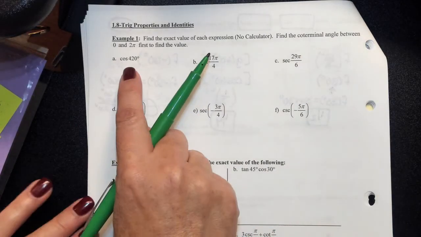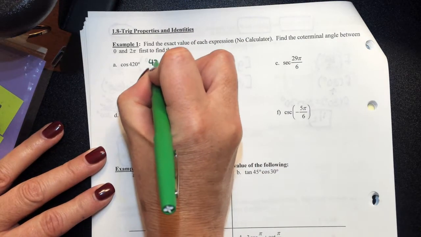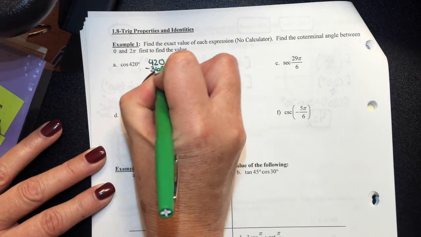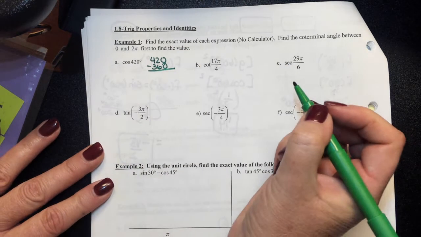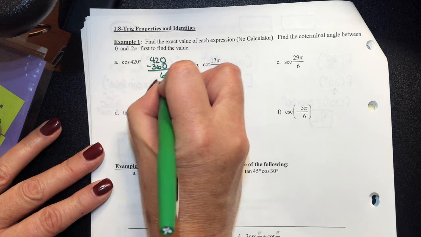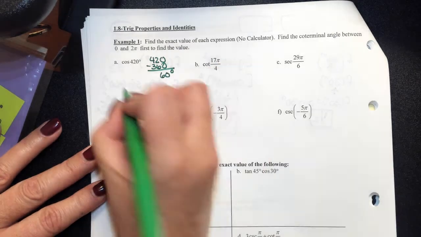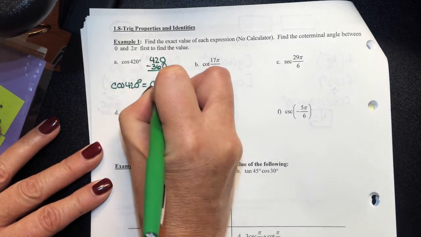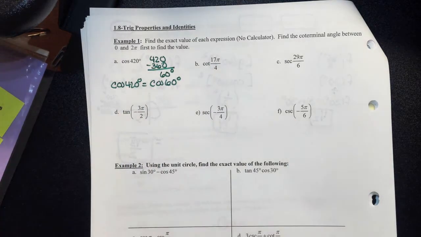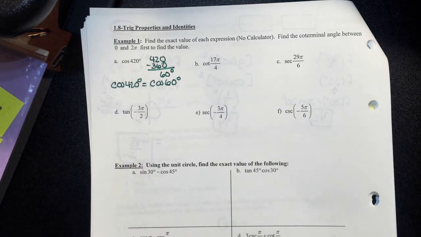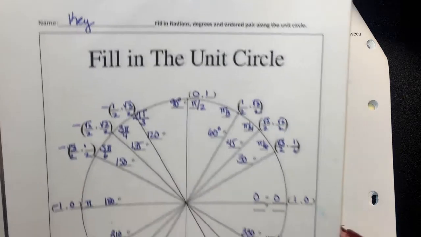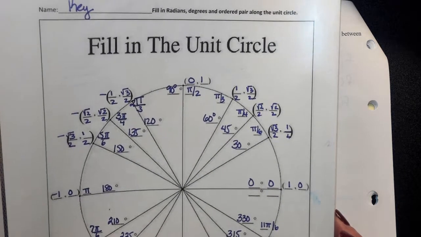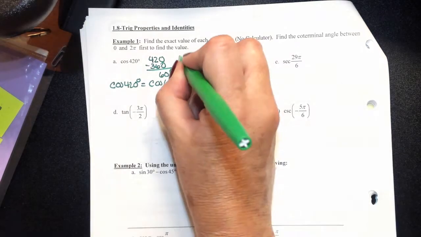So what I'm going to do for 420 degrees is subtract 360. So 420 minus 360 is going to give me 60 degrees. So the cosine of 420 degrees is going to have to be exactly the same as the cosine of 60 degrees. So that's why you want to make sure you're comfortable with those positive coterminal angles. So then, what is the cosine of 60 degrees, looking at your unit circle? It's what? 1/2.